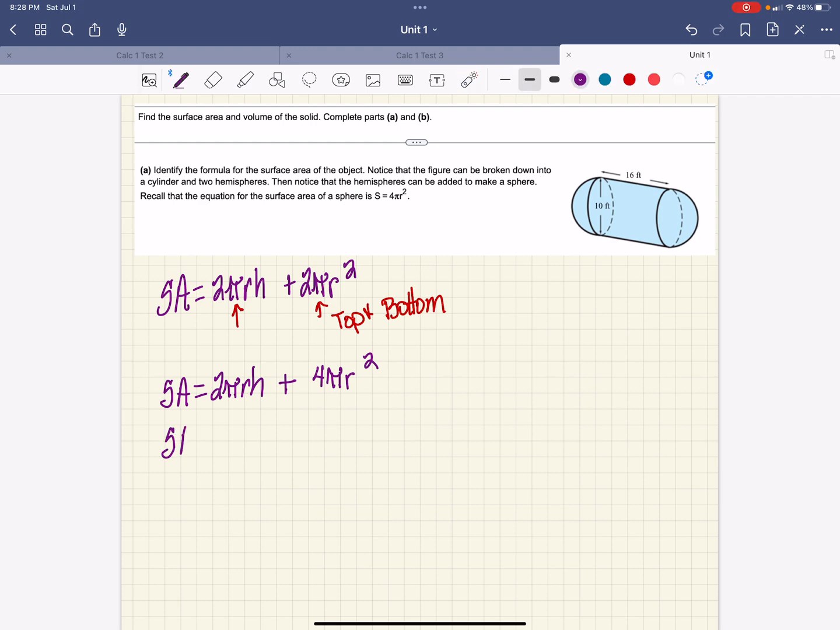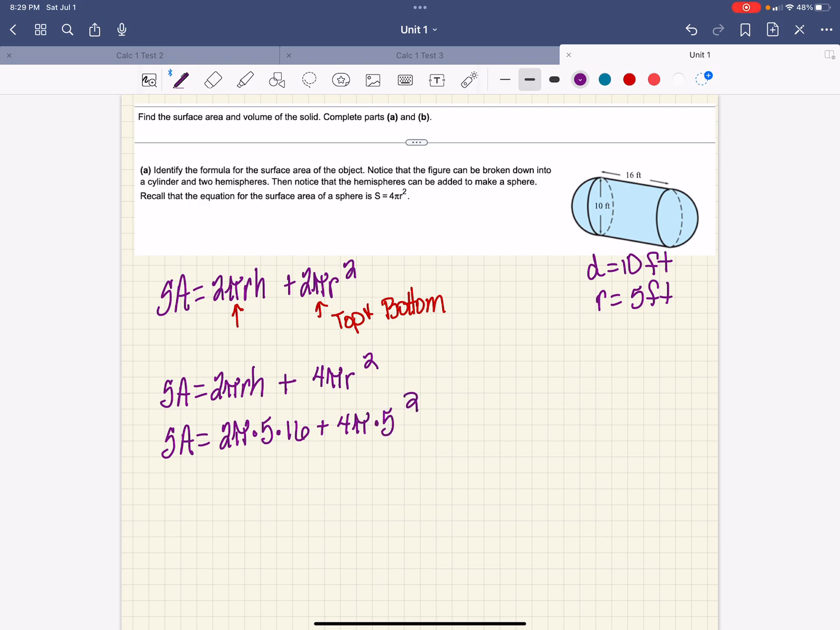So I have the surface area equals 2 pi. We don't know my r, but we know that my diameter is 10. So if my diameter is 10 feet, then my radius is 5 feet. The height of my cylinder is 16. And then we've got 4 pi, and then my r is squared.